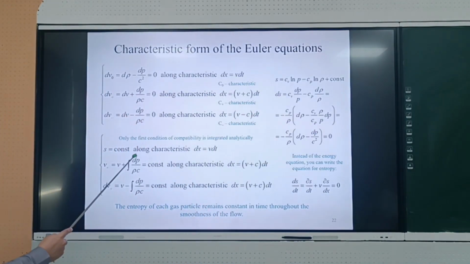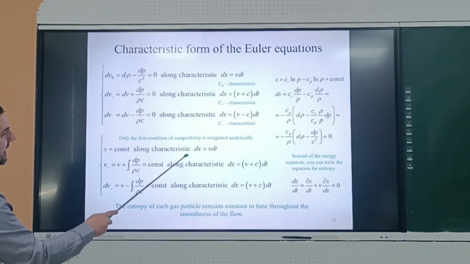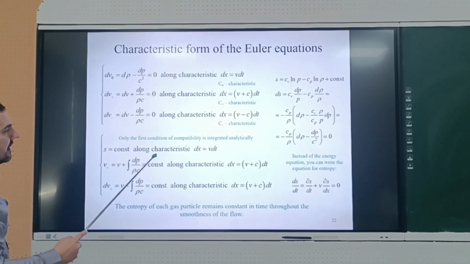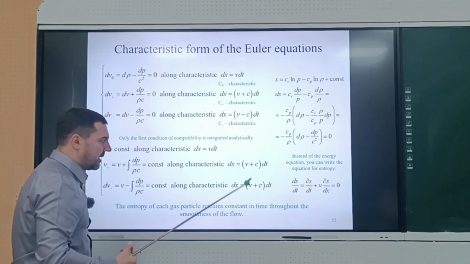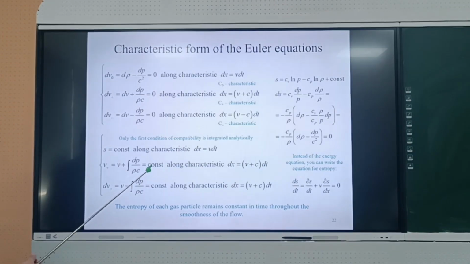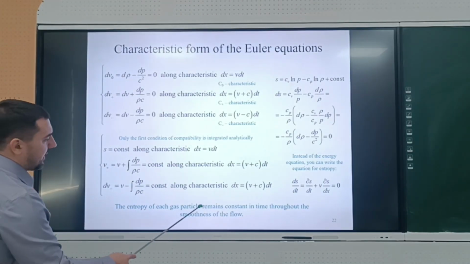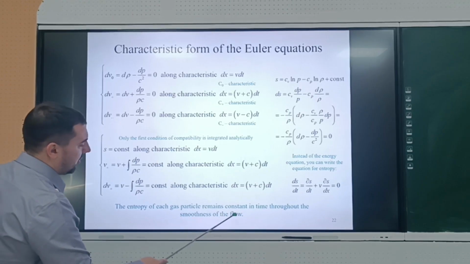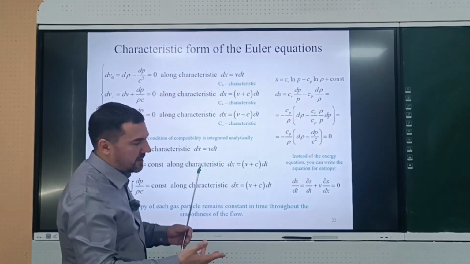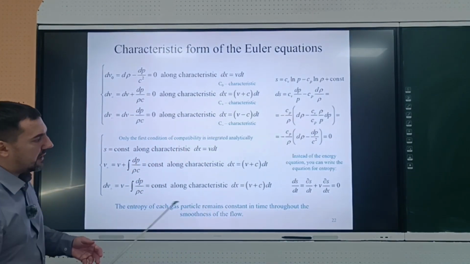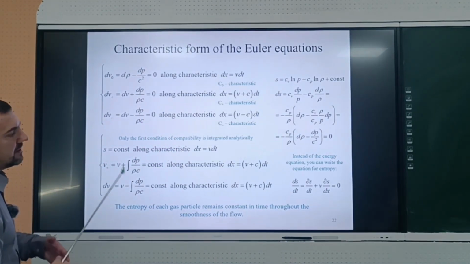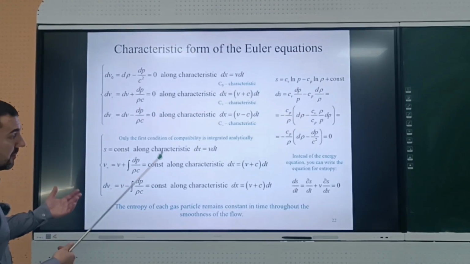So it means that entropy is constant along characteristics dx over dt equals v. So this first condition can be integrated analytically. And so it means that entropy is constant along the characteristic dx over dt equals v. And actually it means that entropy of each gas particle remains constant in time throughout the smoothness of the flow. So it means that if you don't consider shocks, our third equation of our system, the energy equation, can be substituted by the equation ds over dt equals 0. So the energy equation can be substituted using the entropy equation.